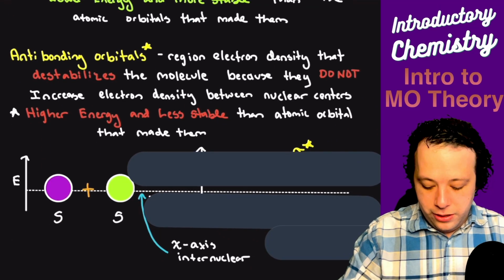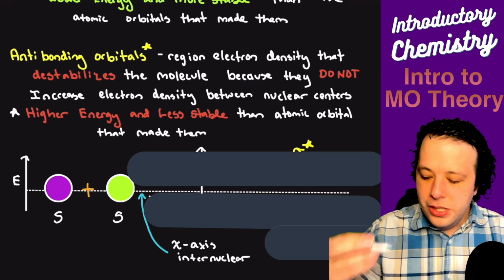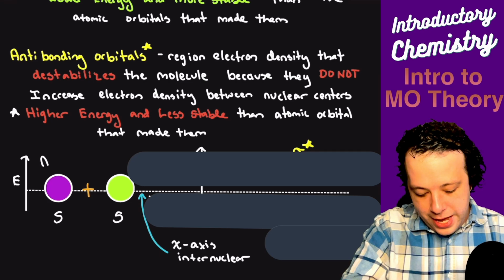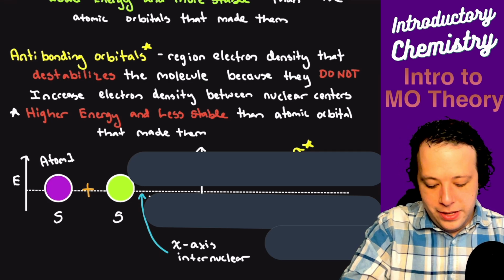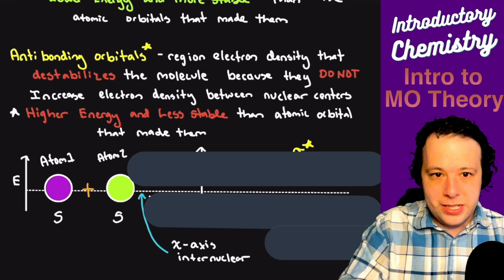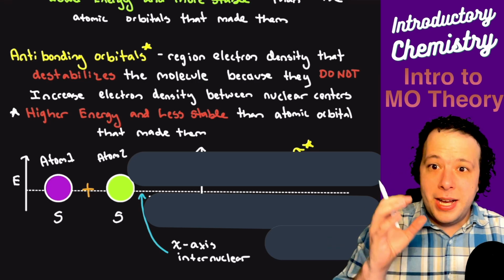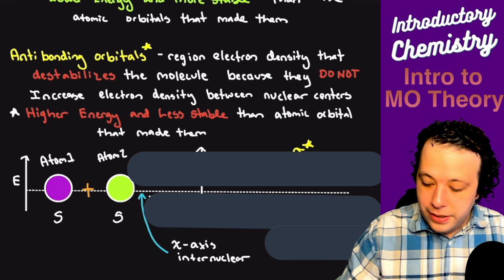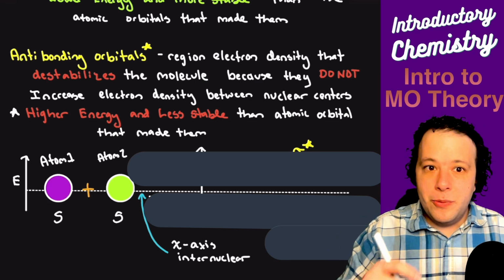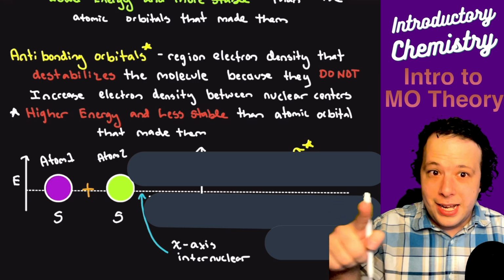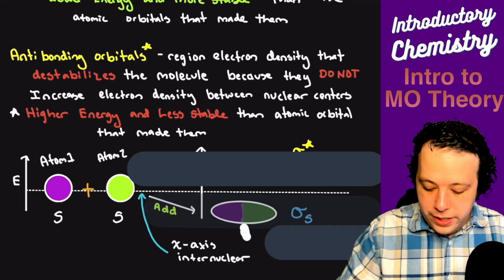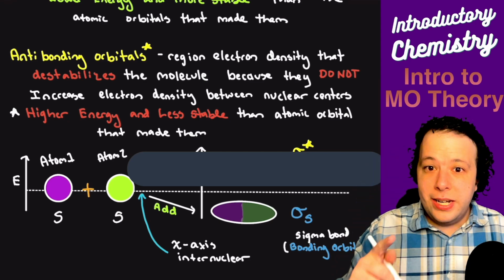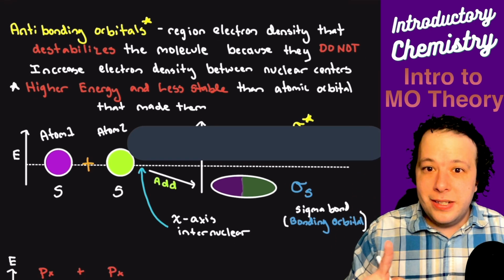So what does this look like in terms of a picture? Well, if we're talking about two different nuclei, so let's say I have atom one on my left and then atom two in green, so purple and green here. Both of them have an s orbital that are interacting with each other. What exactly is going to happen when they interact? Well, if they're both interacting on this x axis where the nuclei are, one orbital is going to end up adding together, right? So creating our sigma bond in the bonding orbital.